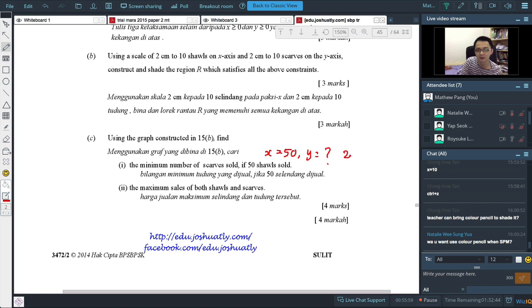Teacher, can I bring the color pencil to show it? No, you only use pencil. Okay, so don't use color pencil. Only use pencil for the graph.